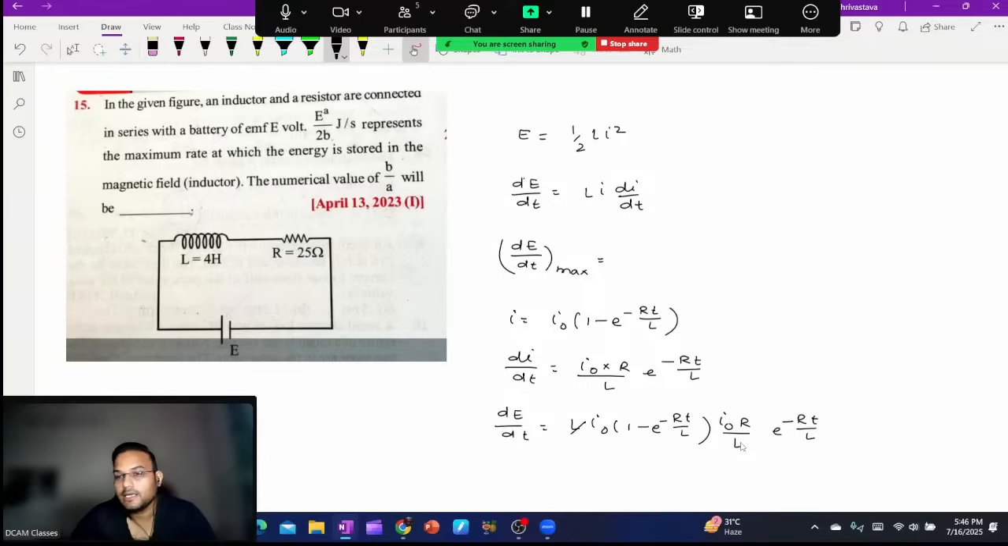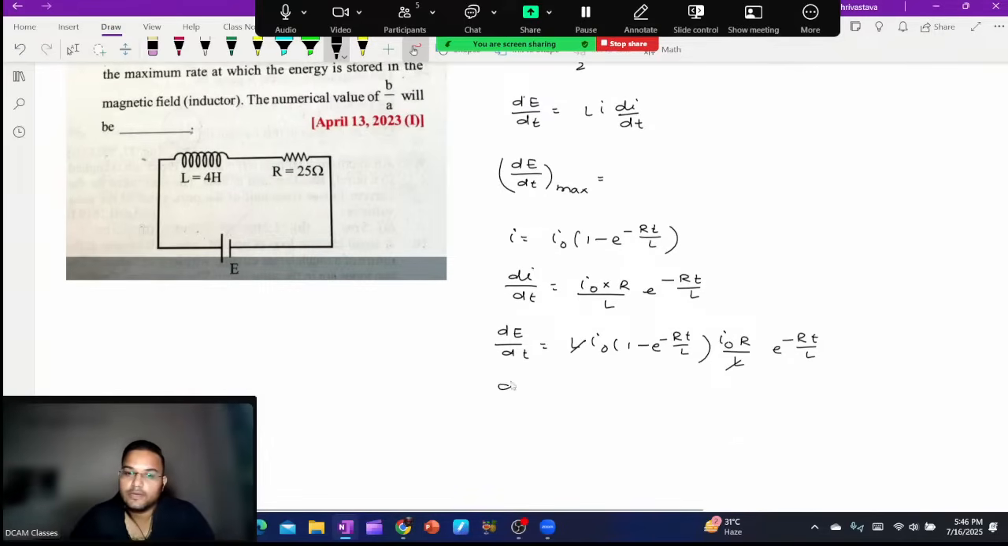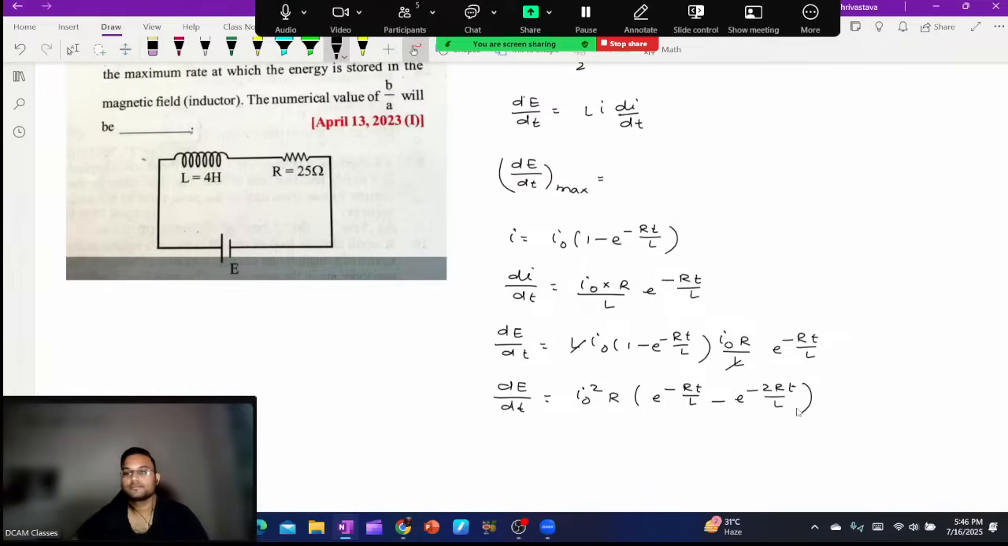The L's can be cancelled. So the dE by dt value I am getting is I naught square R into e power minus RT by L minus e power minus 2 RT by L. Now, when this dE by dt is to be maximum, let's say it is P, or I can write some other value, let's say it is Y. When dE by dt is maximum, it means Y has to be maximum.